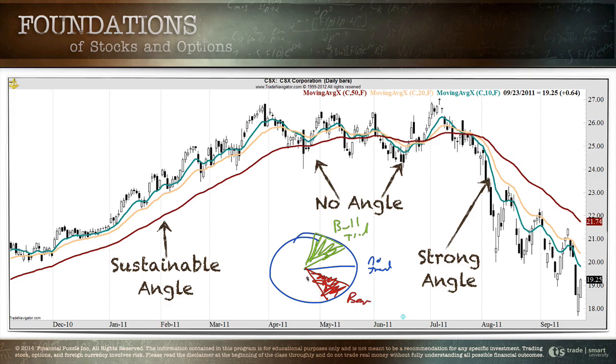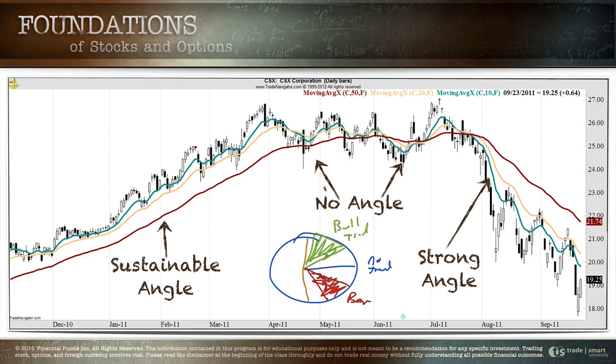Now, what happens if you get a situation where the stock's going straight up or straight down? Well, if it's straight up or straight down, that will only last for a short time because it's unsustainable. So you might make some money on it, but it's unsustainable, and so you're going to have to get out very quick.